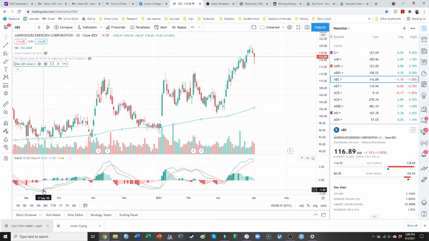So if I'm looking here, this would be a buy indicator for me because there's a crossover below zero and the price of the stock is currently above the 200-day exponential moving average. This would not be a buy signal to me because it's above the zero line of the MACD.